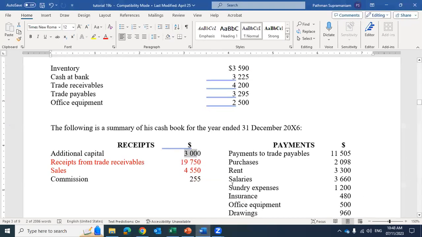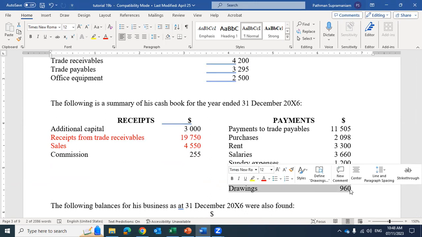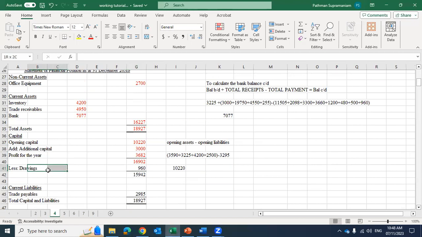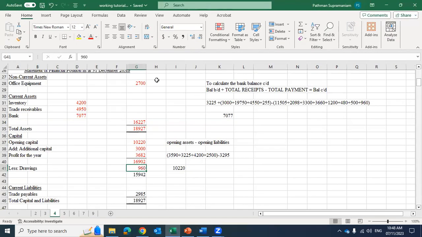And then we need to less drawings. For this question, the drawings represented drawing of money only. But in some questions, you might have drawings of money plus other forms of drawings. So what you put in the SOFP is always total drawings, money and non-money related. But for this question, there is no non-money related drawings. For example, non-money related drawings could be drawing of inventory, right? You should add that in. So for this question, there's only drawing of money, which is coming from here. So that's the total drawings. Therefore, 15942 is the ending capital.